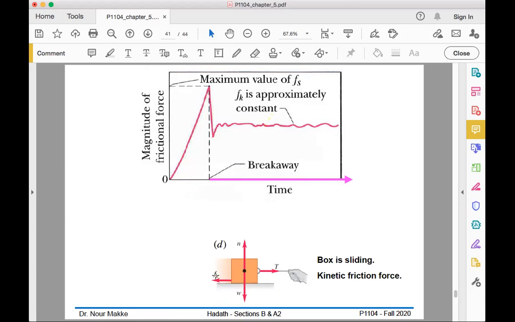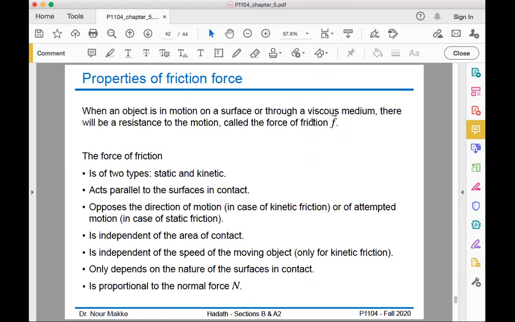من وقت اللي بتبلش تتحرك فيه البوكس onward بتصير عندنا instead of static friction kinetic friction, and it is approximately constant. So just a few properties about the friction force that you need to know.